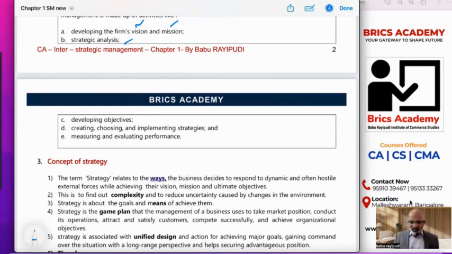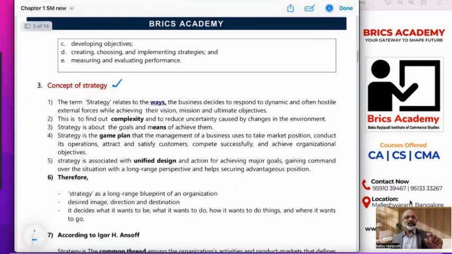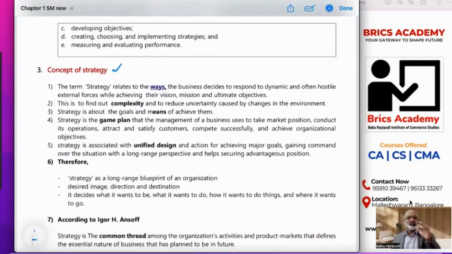That is, what is a strategy? I'm telling you, some points in the material, whichever is a key point for you to remember, I already kept in bold form. This is the first point. The term strategy relates to the ways the business decides to respond to dynamic and often hostile external forces while achieving vision, mission, objectives.